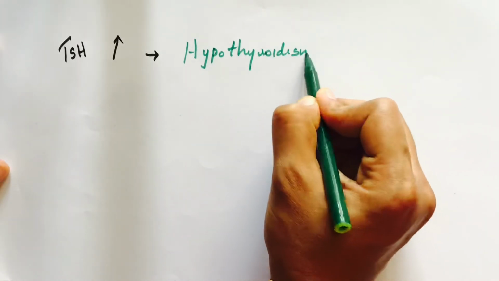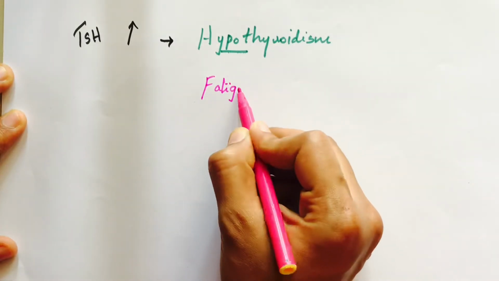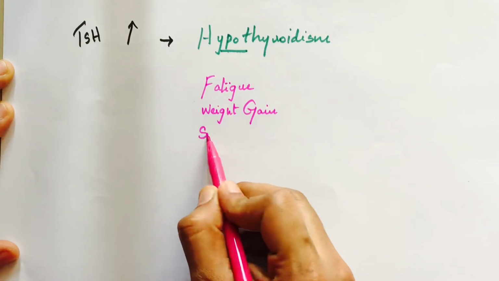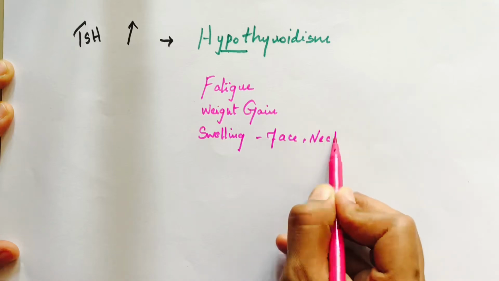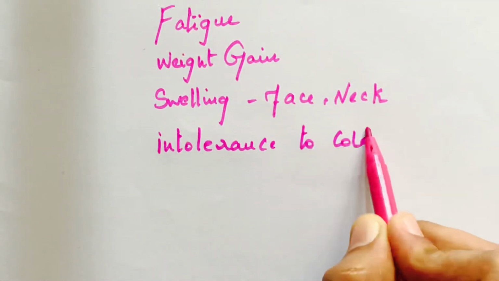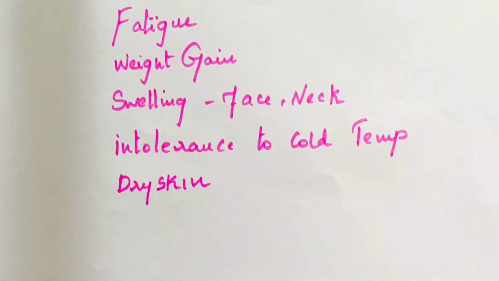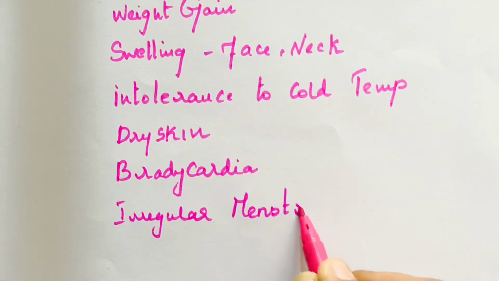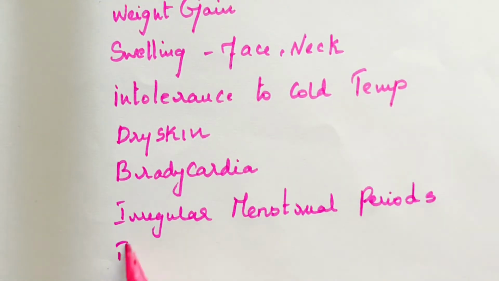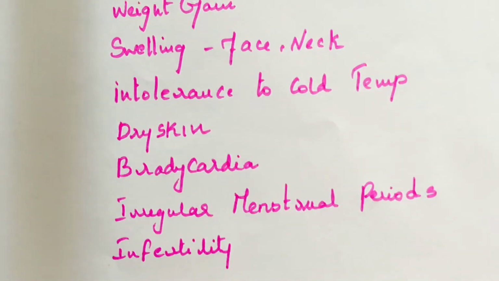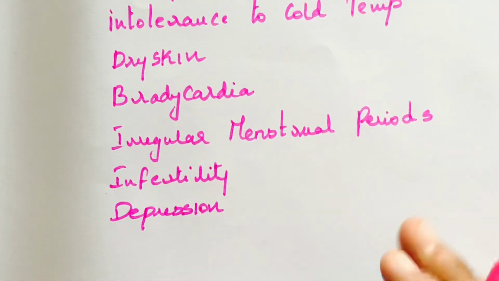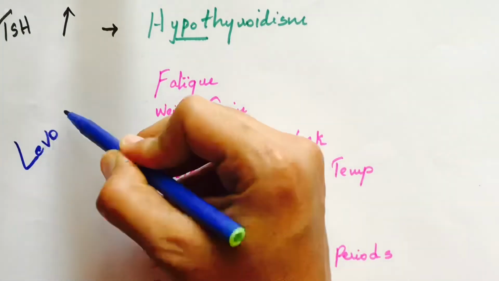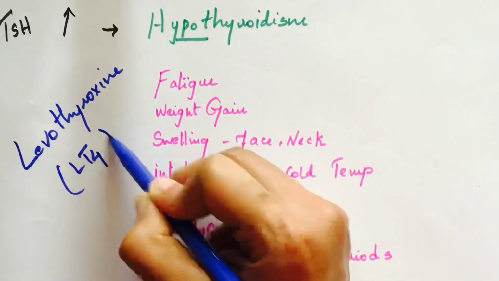So what do high levels mean? High TSH level indicates hypothyroidism, and the clinical signs and symptoms are fatigue, weight gain, edematous face, neck, intolerance to cold temperature, dry skin, decrease in heart rate, irregular menstrual periods, fertility issues, depression, and constipation. And the general treatment of choice is levothyroxine.